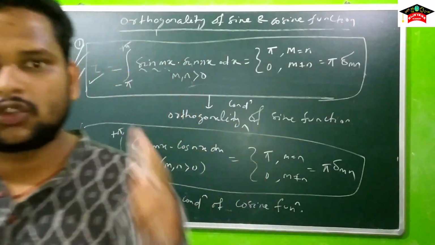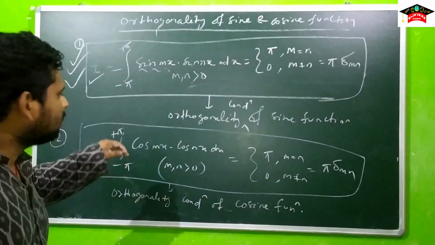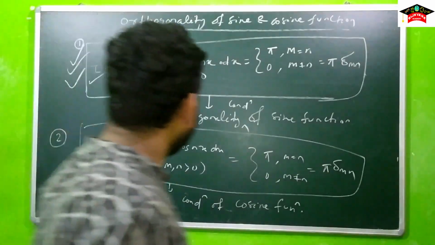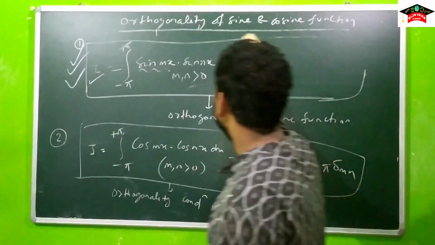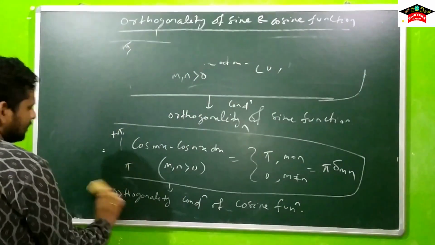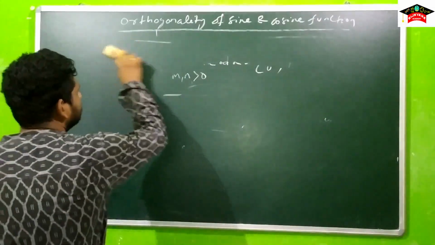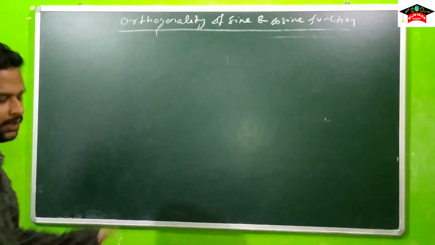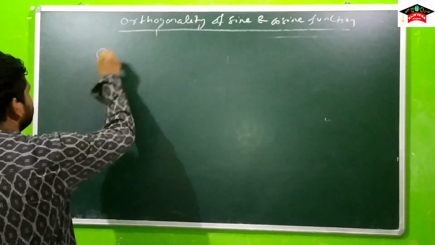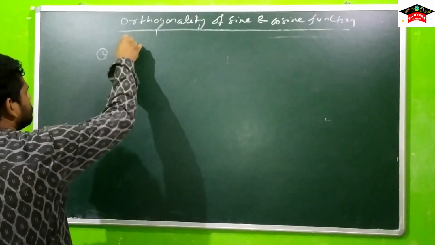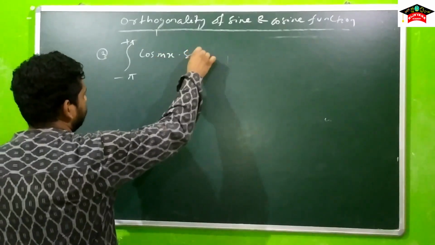Again, I will say just two more properties which will be used in the Fourier series. These are the orthogonal conditions, and another two properties I will say here. Write it down, then we will see. The third condition is the simple integration condition. These first two are orthogonal functions and these two are other integrations. The third integration is the integration from minus pi to plus pi of cos mx into sin mx.